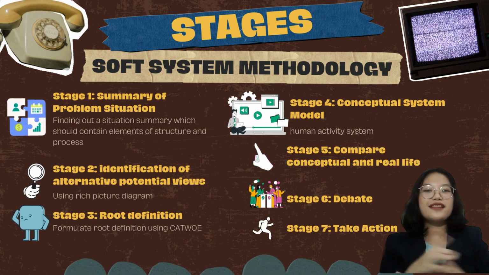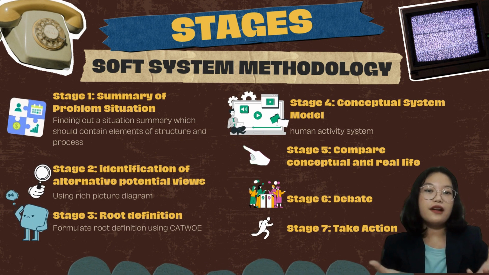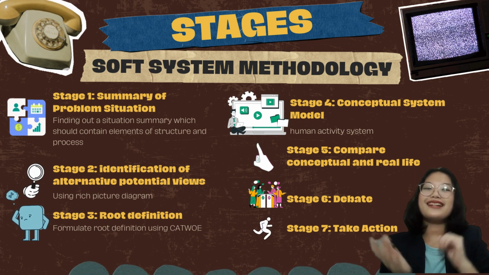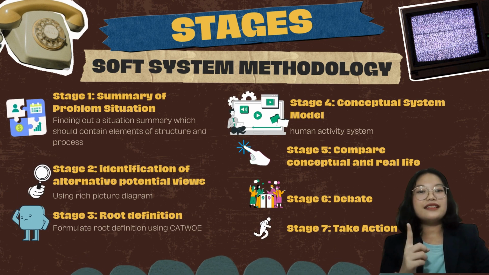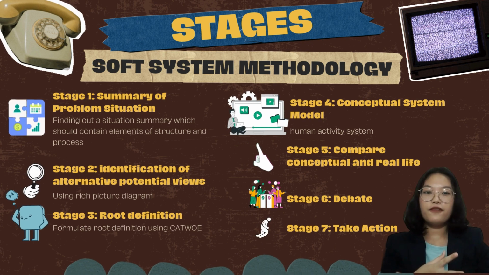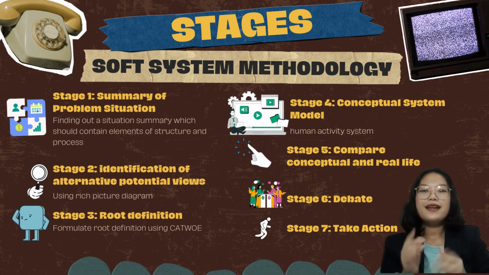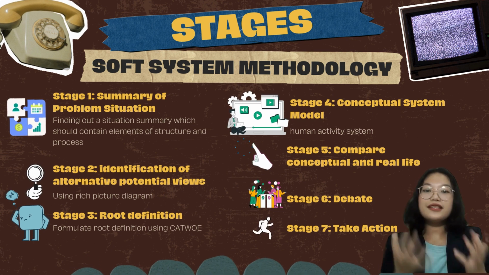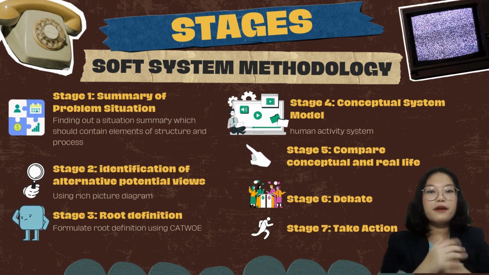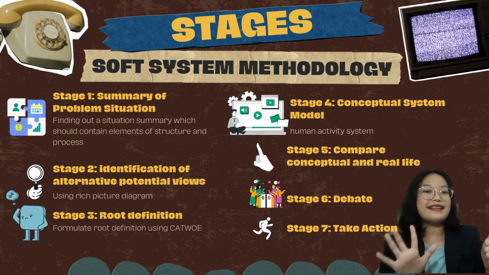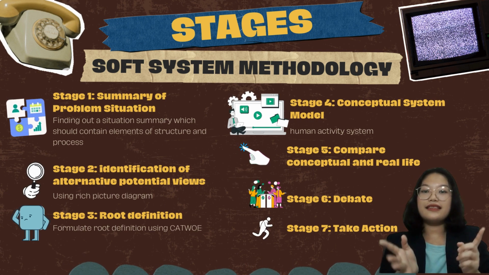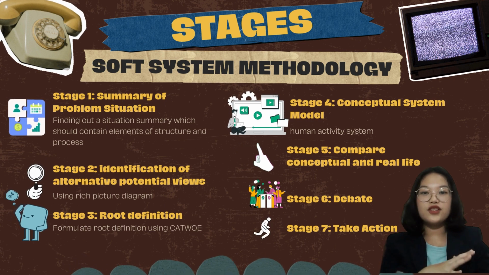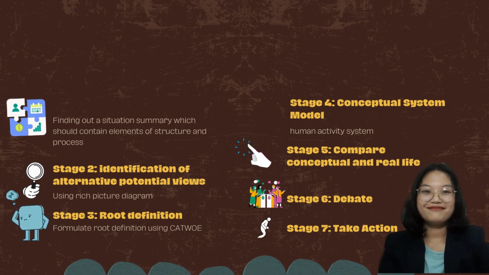The first stage is summary of problem situation, where we found out the summary of our problem and the element, and then second, identification of alternative potential views using rich picture diagram. Next is formulating the root definition using gateway. Fourth, making the conceptual system model. Fifth, comparing the conceptual and real-life world. Sixth, debate. And the last is taking action to implement the proposed solution.